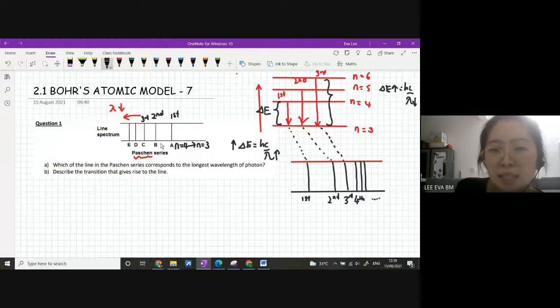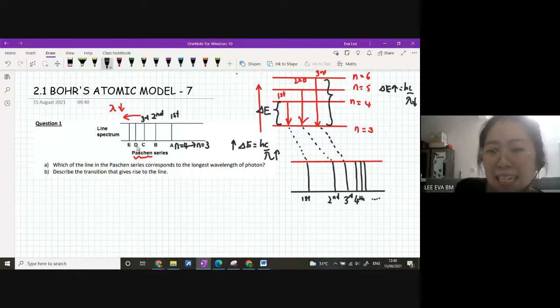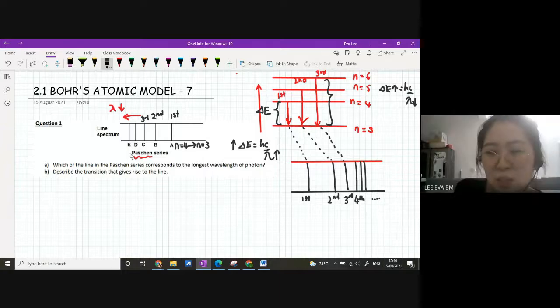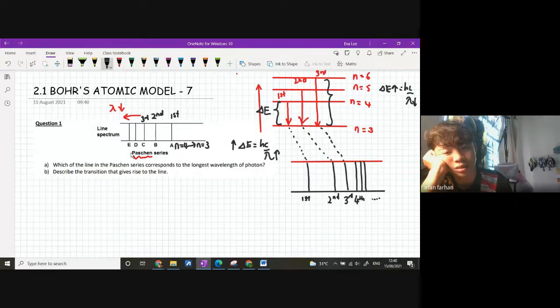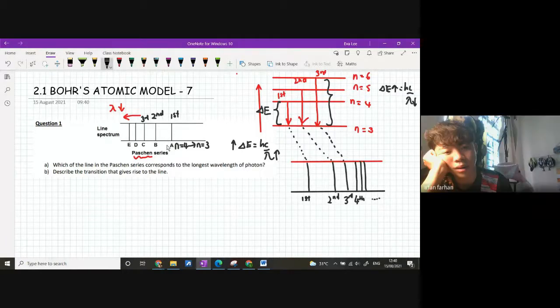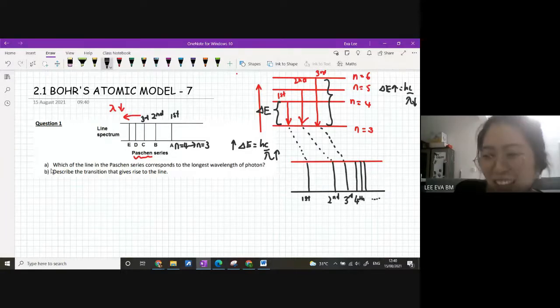How about the second line? 5 to 3. The third line? 6 to 3. How about line D? 7 to 3. And the last one? 8 to 3. Okay, can the others follow this? Yes, understood. Okay, so let's look at the questions.